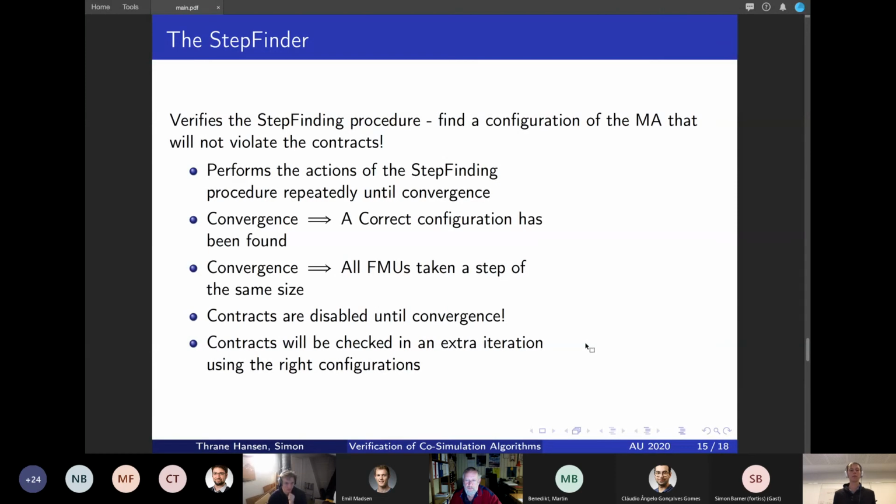And then once we have identified a correct step to take among all the FMUs, we will turn the contracts on again, and then we'll run an extra iteration of the co-simulation with these configurations, and then we would verify that all the contracts are being satisfied here.